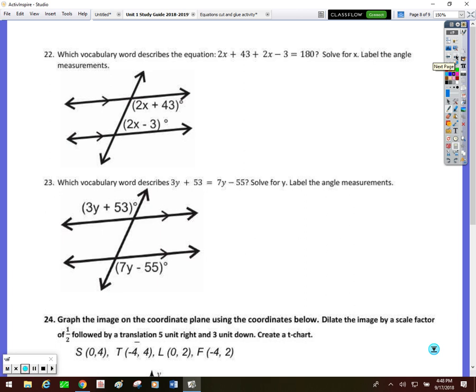All right. Welcome back. So what we're going to do is finish out this last little bit. Which vocabulary word describes this equation? Well, if I look right here before I do anything, when I see that number, I automatically know we're talking about supplementary angles.